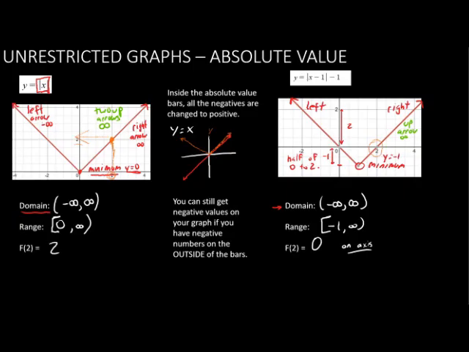So this is how we examine the domain and range for absolute value graphs. You may also notice that our range of -1 was written right here in the function. That -1 that was on the outside tells us where our minimum or maximum is.